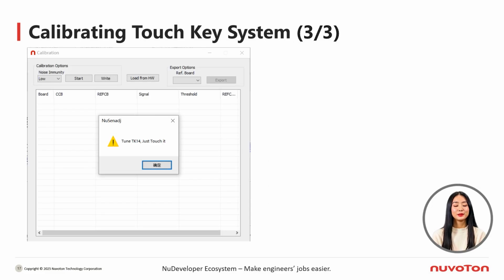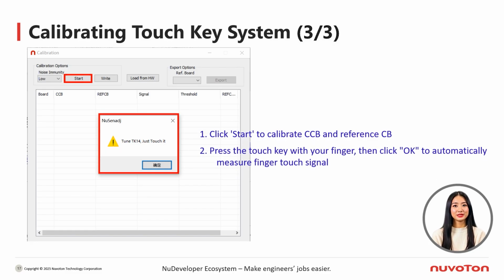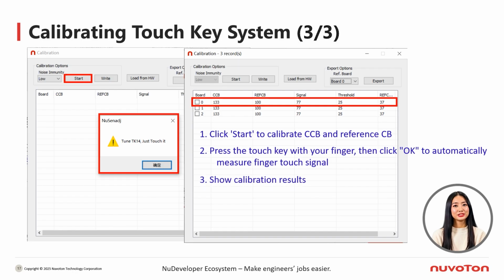Now you can begin calibrating the touch keys. Click Start to automatically calibrate CCB and reference CB. If the capacitance value is normal after calibration, press your finger on the button specified in the prompt and click OK to measure the finger touch value and set the threshold. After calibration is complete, the calibration parameters will be displayed in a table.